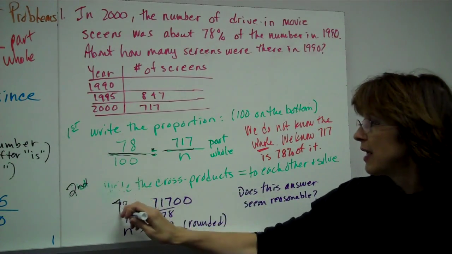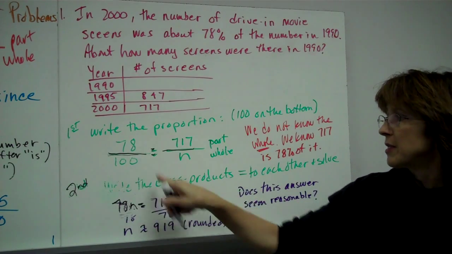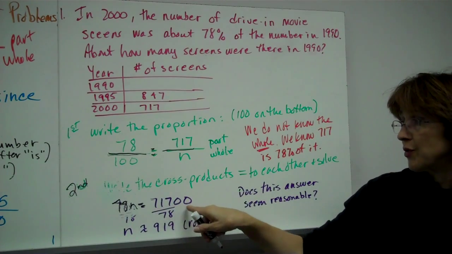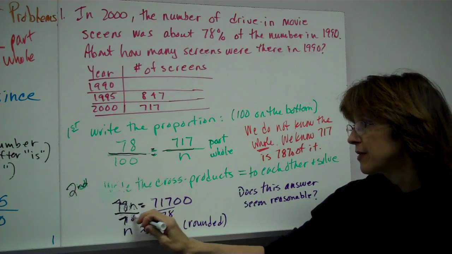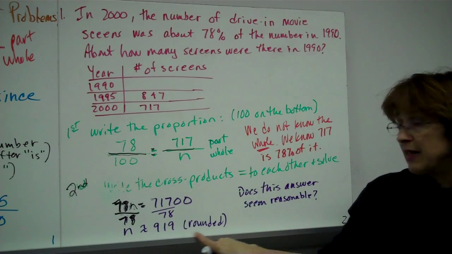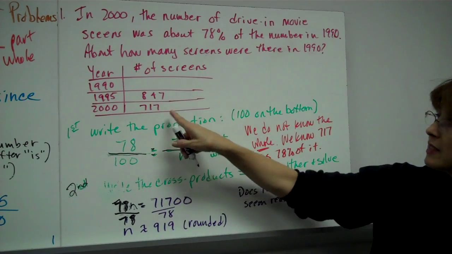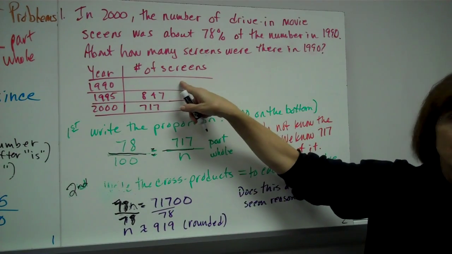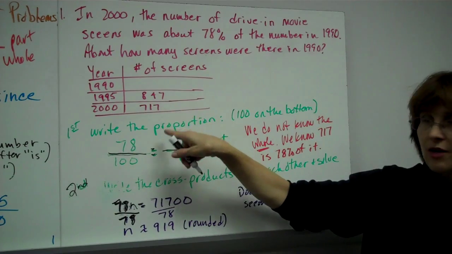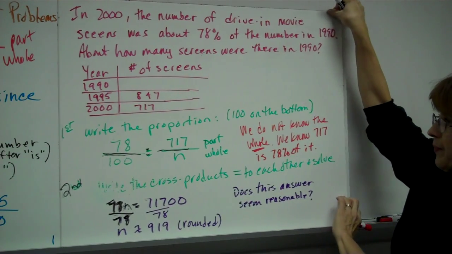Okay, then the second thing, which got erased, you write the cross products equal to each other. So you write that 78 times the n is going to equal this times this, which is 717 with two zeros after it. Then you divide by the 78, and you end up with about 919. And that's it rounded, okay? Does this answer seem reasonable? Sure, because you know it's going to be more. They had more in 1990 because they don't have hardly any now, right? It got less and less through the years. Okay, let's do another example.